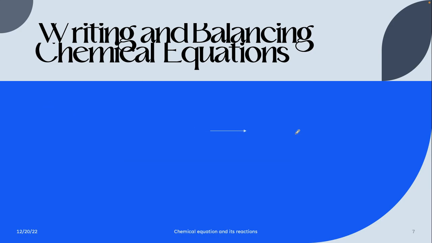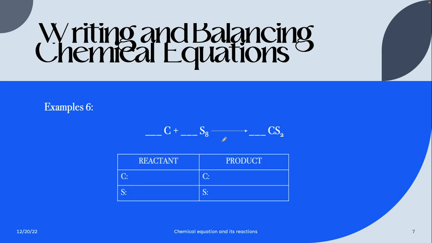Let's take a look at another example. We have carbon plus octasulfur. When reacted, give you carbon disulfide. Now we create our table. We only have 2 elements, which is carbon and sulfur. Now let's write how many of each there are. So there's only 1 carbon, but there is 8 sulfur. On the product side, there is 1 carbon and 2 sulfur.